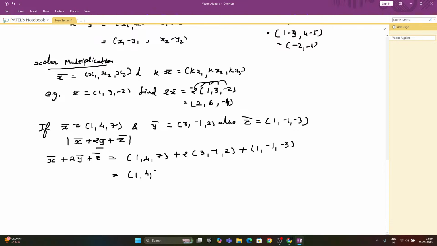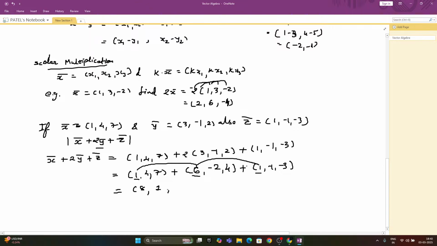So 1, 4, 7 as it is. First of all, we are doing the multiplication: 6, minus 2, 4, plus 1, minus 1, minus 3. Now add them. First, 1 plus 6 plus 1 is 8. Middle one, 4 minus 2 minus 1, which is 1. And 7 plus 4 minus 3: 7 plus 4 is 11, 11 minus 3 is 10. Again, 8.